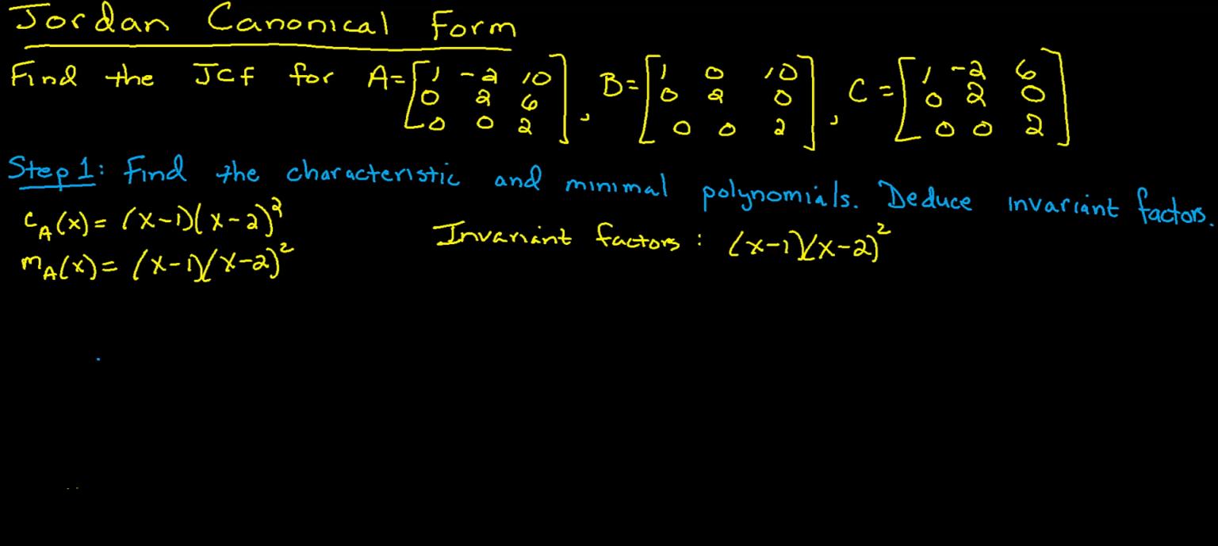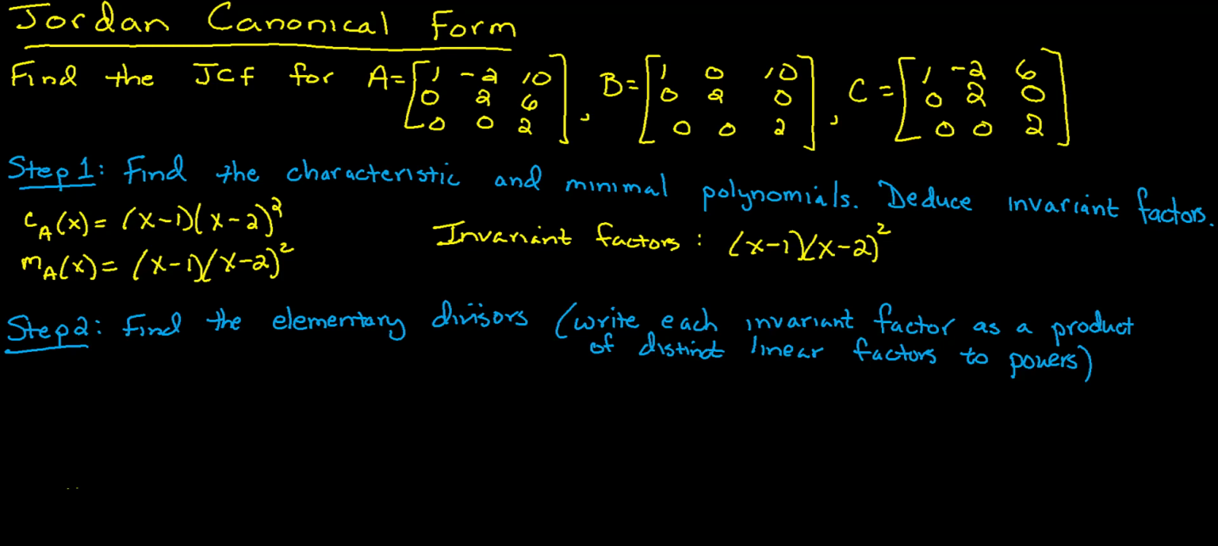Now, let's move on to step 2. Step 2 says find the elementary divisors, and here's how we do that. We write each invariant factor, and in our example here, we only have one invariant factor. We're going to write each invariant factor as a product of distinct linear factors to powers. So my elementary divisors in this example are x minus 1 to the first power and x minus 2 squared.